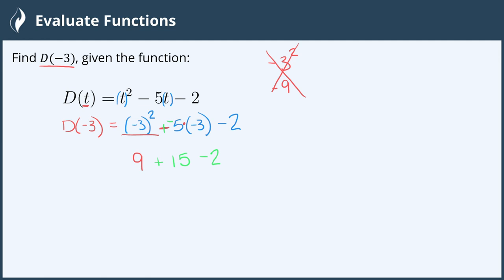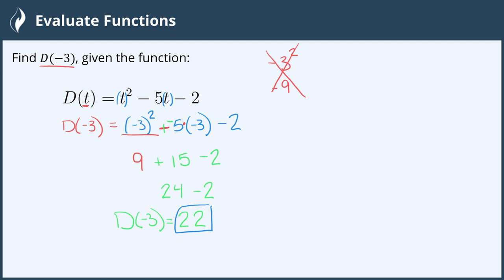Now working from left to right, 9 plus 15 is positive 24, and then subtract 2 gives us a positive 22. So we could say with our function notation, d of -3 equals 22. And so we've evaluated the function at d of -3, which gives us the number 22.